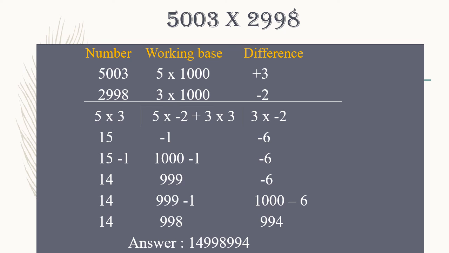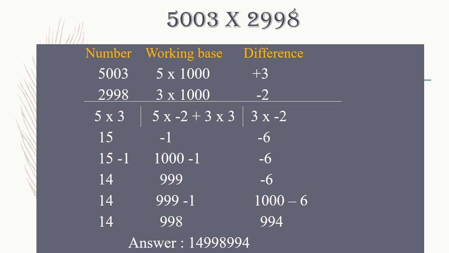For the second part, we have to multiply the factor of the first number with the difference of the second number. That means 5 multiplied by minus 2. Then we multiply the factor of the second number with the difference of the first number. That means 3 multiplied by plus 3. And then we add them together. So here it will be minus 10 plus 9, which is equal to minus 1. For the third part, we have to multiply 3 by minus 2, which is minus 6.